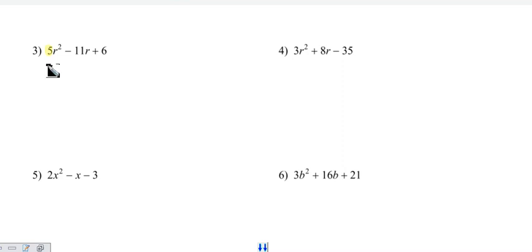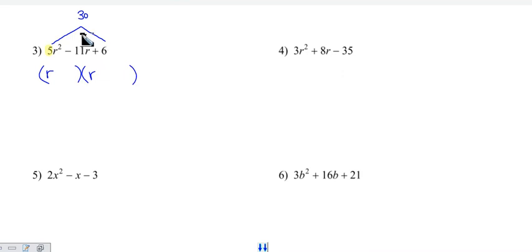The method I use, we're going to take this first term, 5, and we're going to multiply it times the last term, 6. 5 times positive 6 gives me a positive 30. So when I break this down into 2 parentheses, I'm going to take this variable, r squared, and I'll break it down into r times r.